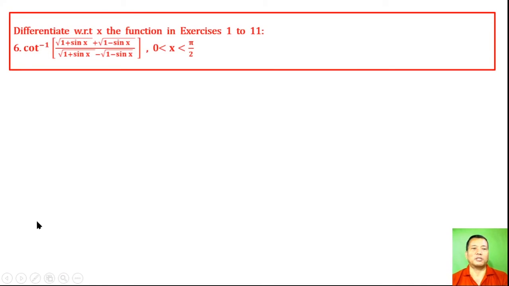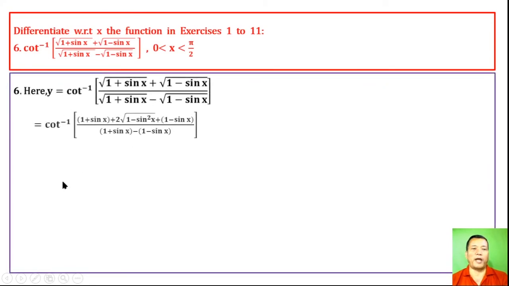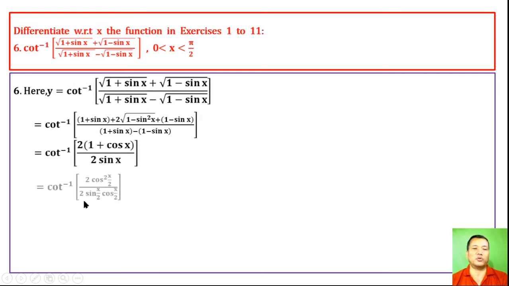Number 6, cot inverse. Here y equal to cot inverse of this. Simplifying, multiply numerator and denominator by the rationalizing factor of the denominator. We get denominator a square minus b square. Numerator is a plus b whole square, whose expansion is this. Simplifying, we get, cancelling 2, 2. And 1 plus cos x is equal to 2 cos square x by 2. Sine x is 2 sine x by 2 into cos x by 2. Cancelling 2, 2 cos, we get cot inverse of cot of x by 2. Again cancelling, we get x by 2. Now we have put y in the simplest form. Therefore, its derivative is automatically half.